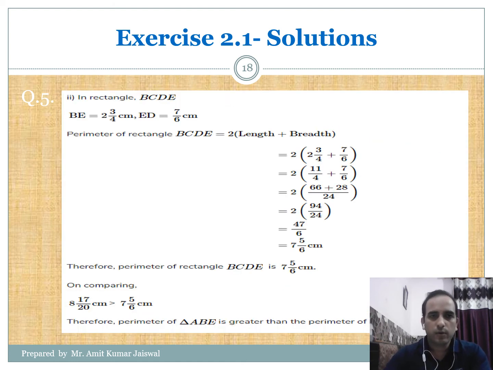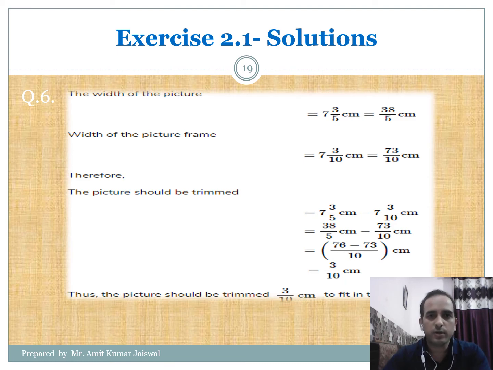Now next we have the question number 5, second part, again the concept of perimeter of rectangle. So we have already discussed this in the previous slide, so I hope you have the same concept, twice length plus breadth, and you have to add them and you need to find the perimeter of the rectangle. Now next we have the question number 6.